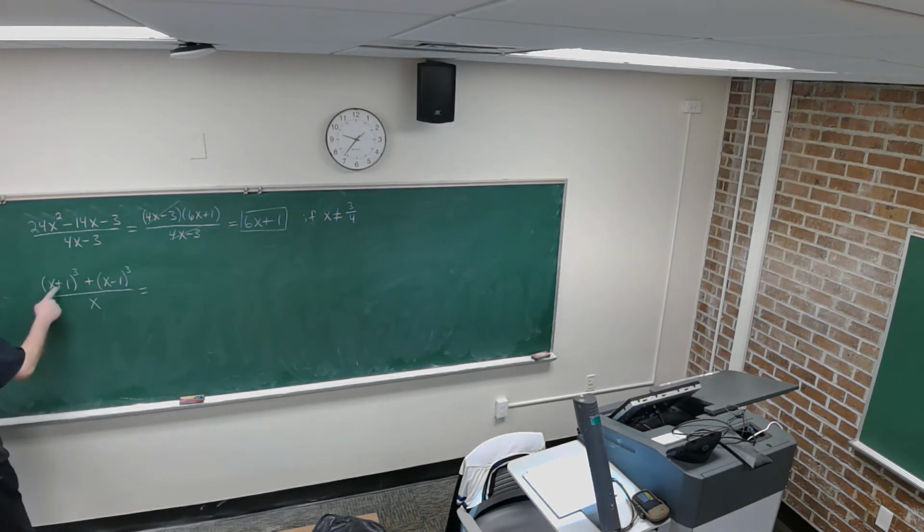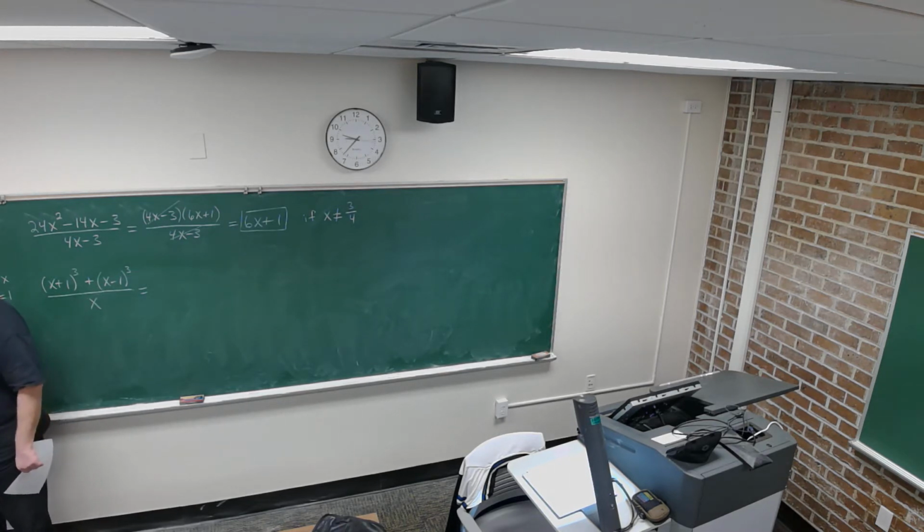Well, in our example over here, this is a binomial expansion of degree n equals 3, and this is a binomial expansion of n equals 3. Replace a with x, and we replace b with 1. So in x plus 1 cubed, replace a with x and b with 1, and with x minus 1 cubed, replace a with x and b with 1. Just substitute for a and b on the right-hand side.